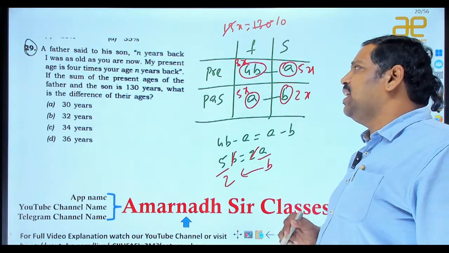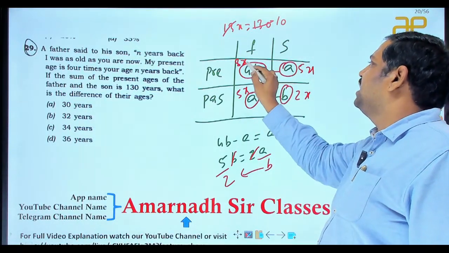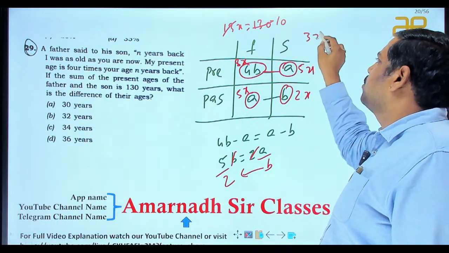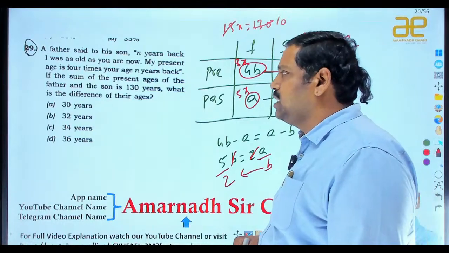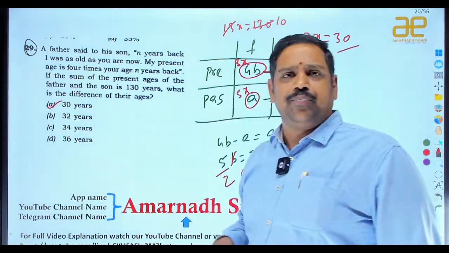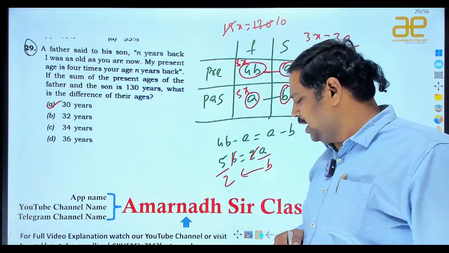What is the difference between their ages? Difference is how much here? This is 8x, this is 5x. Difference is 3x. And I got x is equal to 10, means 3x is equal to 30 years. So the difference in their ages is 30 years. So it is A. Hope you understand. Let's go for the next beautiful question.